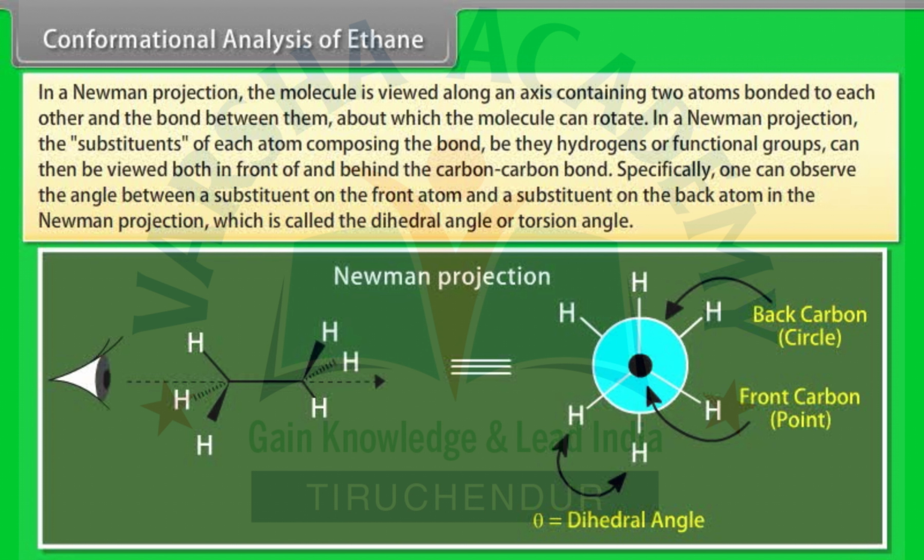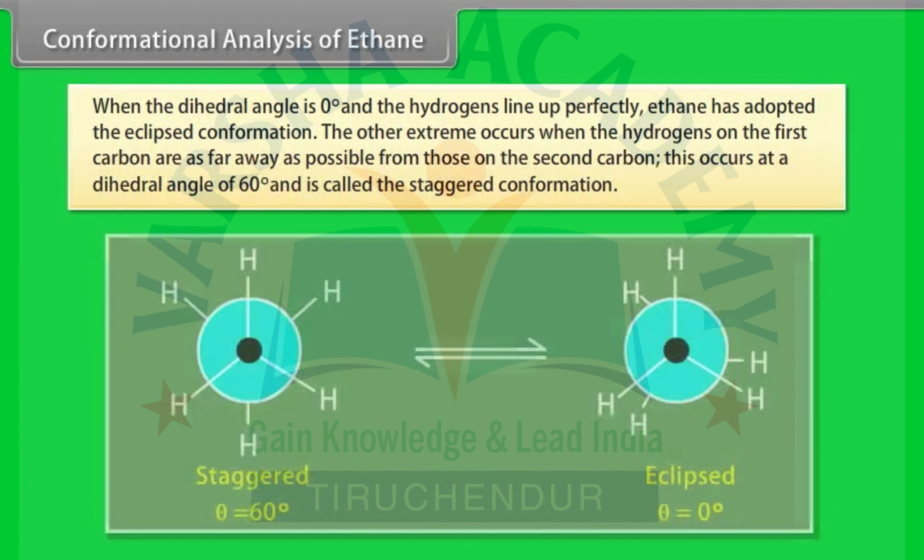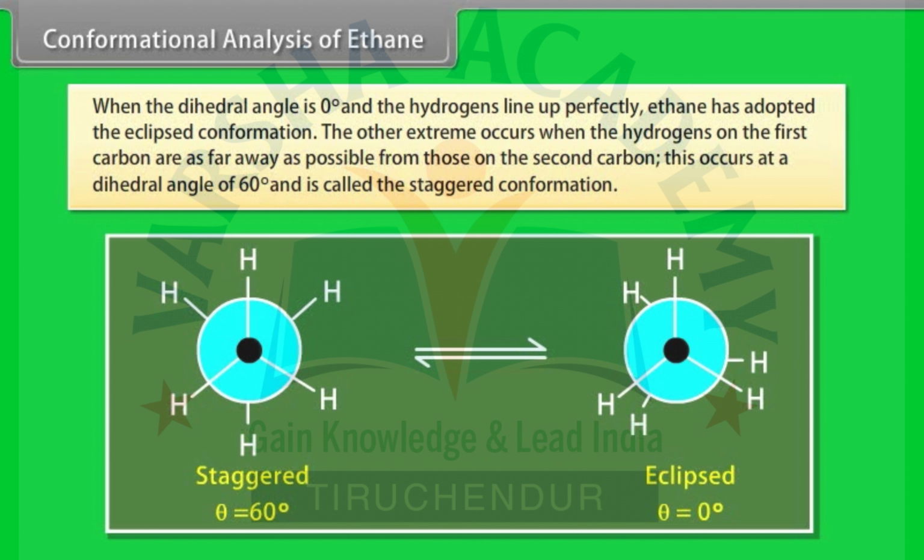Specifically, one can observe the angle between a substituent on the front atom and a substituent on the back atom in the Newman projection, which is called the dihedral angle or torsion angle. In ethane specifically, we can imagine two possible extreme conformations. In one case, the dihedral angle is 0 degrees and the hydrogens on the first carbon line up with, or eclipse, the hydrogens on the second carbon. When the dihedral angle is 0 degrees and the hydrogens line up perfectly, ethane has adopted the eclipsed conformation.